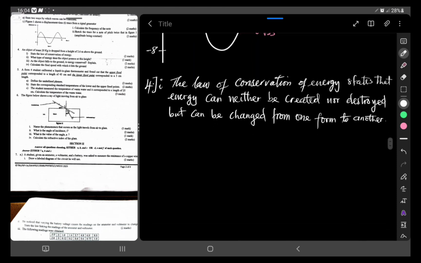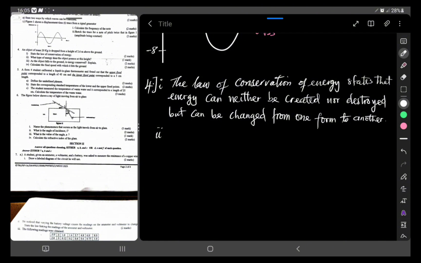Now, Roman 2 demands that we state the type of energy that the object possesses at that height. Now, since we are at a certain height, the type of energy possessed by the object at that height will be the gravitational potential energy. Normally, there are 3 types of potential energy. We have the gravitational potential energy, we have the electric potential energy, and we have the elastic potential energy. All these forms of energy depend on the type of field. When we are in the gravitational field, like in this case, we have the gravitational potential energy.